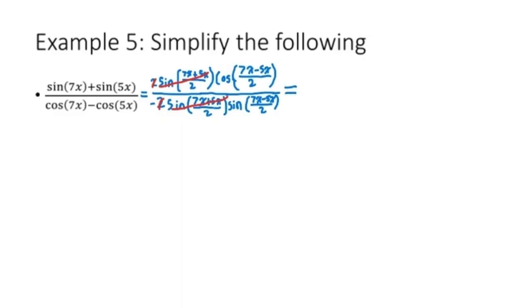Now, we still have the negative in the denominator. We can bring that off to the side, and we can evaluate the (7x minus 5x) over 2 in both of our trig functions. And when we do, we get negative cosine x over sine x. Using the quotient identity, cosine x over sine x equals cotangent x. So our expression simplifies to negative cotangent of x.